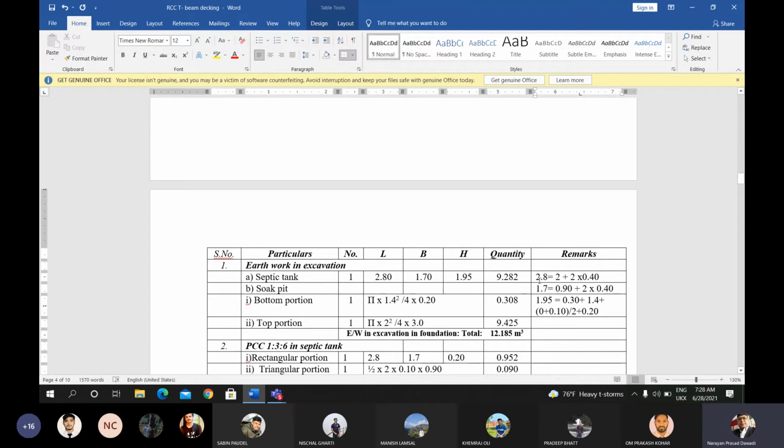How is 2.8 calculated? It is the internal dimension 2 plus 2 into 0.40, the total width from the internal dimension to the external part of the PCC, on the right and the left side of the wall. 2 into 0.40 is 0.8, so the total will be 2 plus 0.8, which gives 2.8. And 1.7 is similar: 0.90 plus 2 times 0.40, you will get 1.7. Now the height is 1.95.